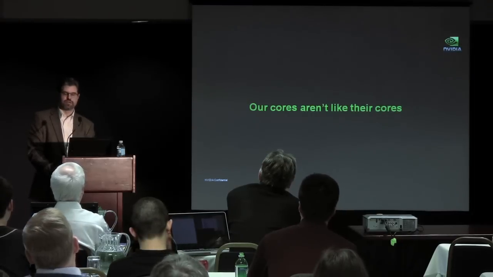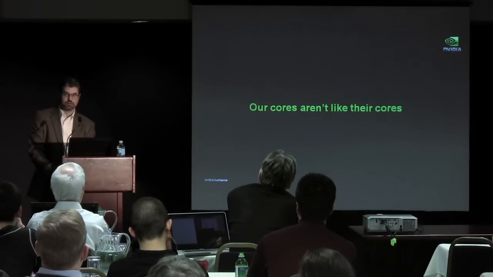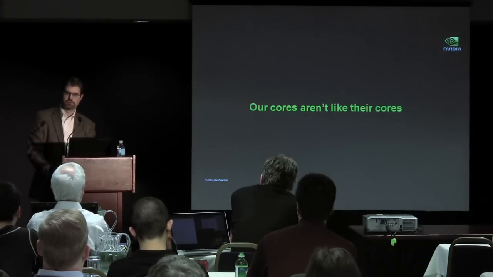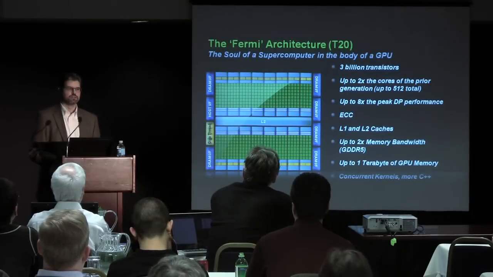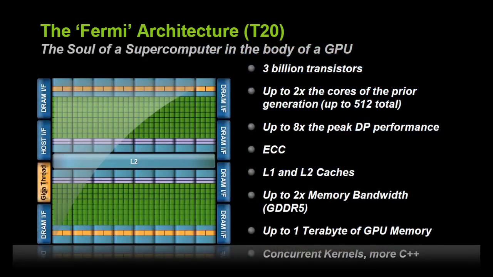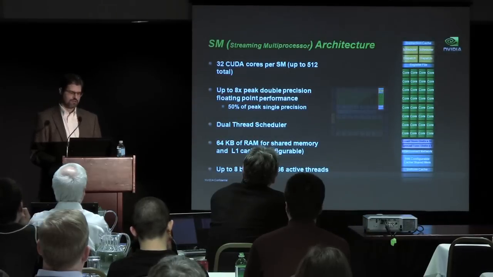So we talked a little bit, right? Our cores aren't like their cores. Our latest compute card has 448 cores, 6 gigabytes of RAM. The gaming cards go up to 512 cores at the moment, but those aren't exactly like Intel cores. Although they do have cache, they do have ECC memory, which if you're going into production is important to your IT guys.